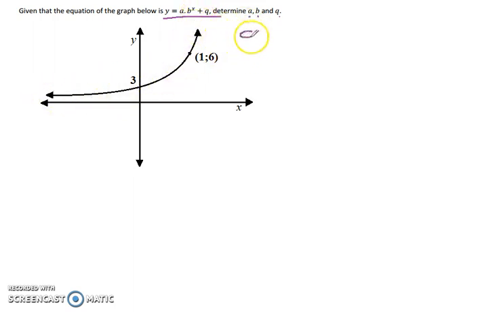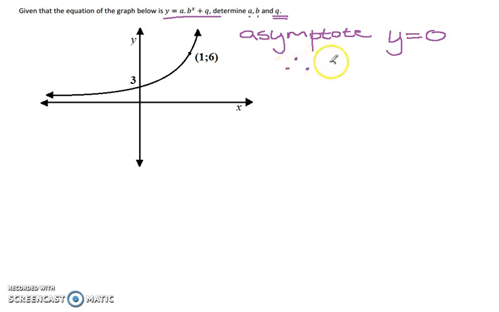And you need to know, as soon as you see an exponential graph, to watch out for an asymptote. Of course, there is only one asymptote in an exponential graph, and if it isn't indicated somewhere, then it automatically is at the point where y equals 0. Now that's very nice for us because we should know off by heart that q has the value of the asymptote. So therefore, q equals 0.